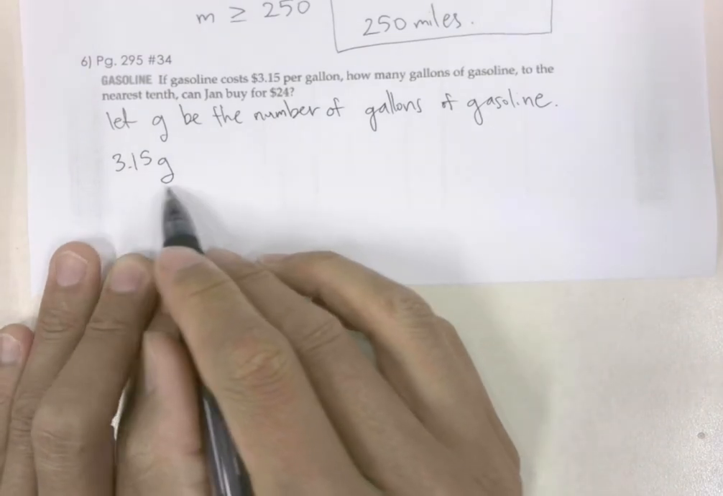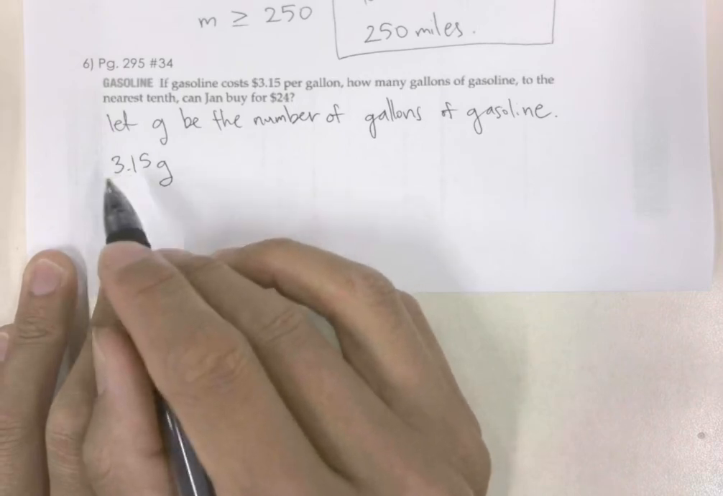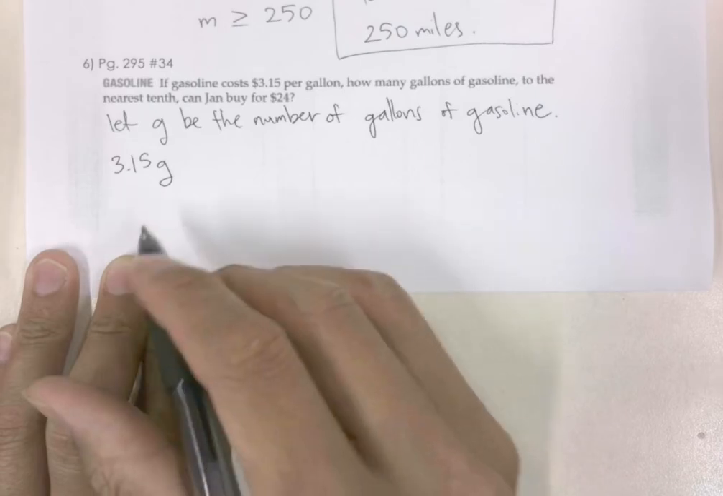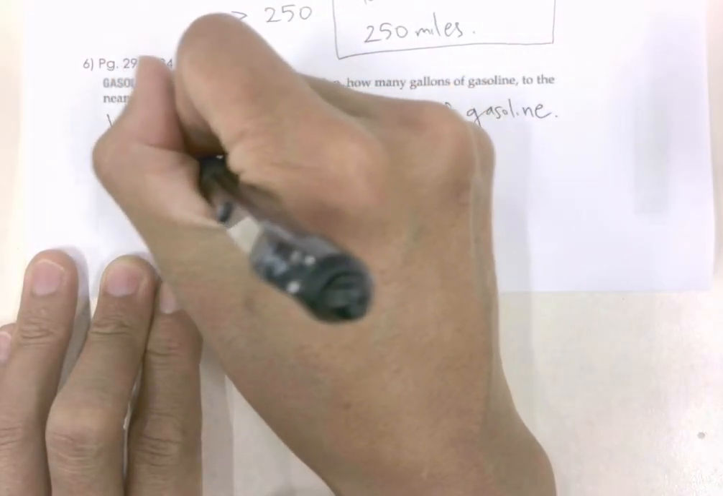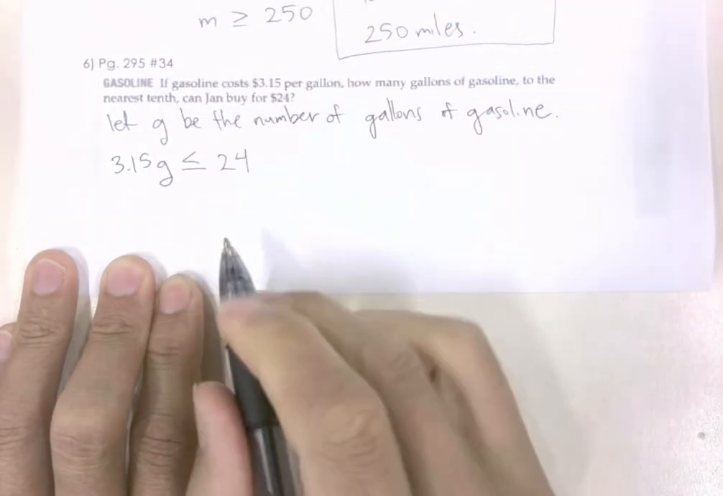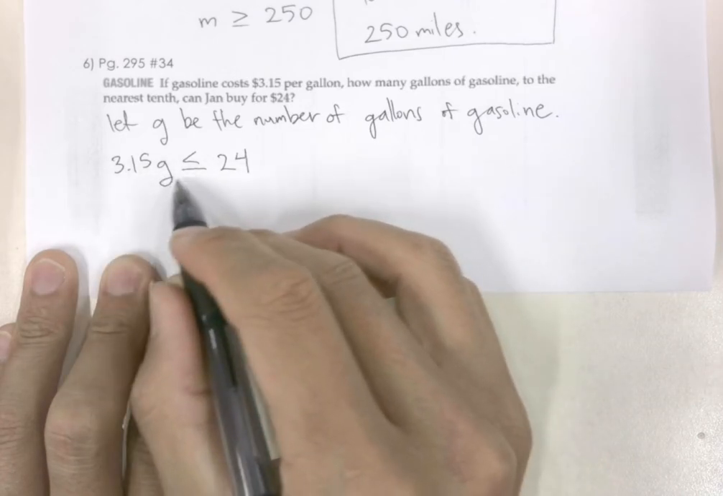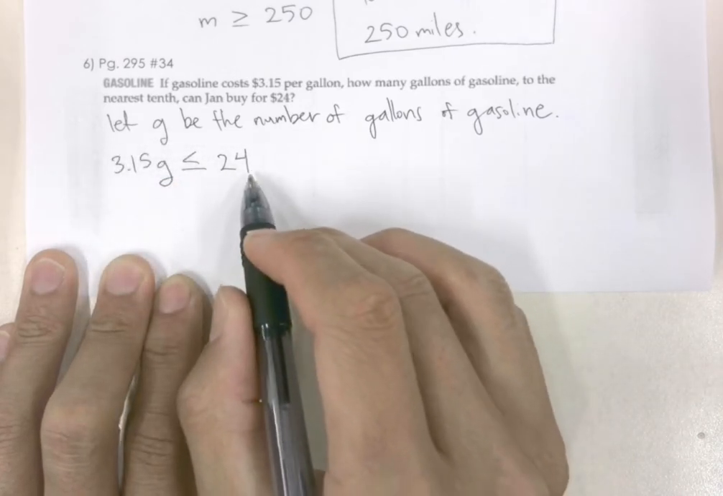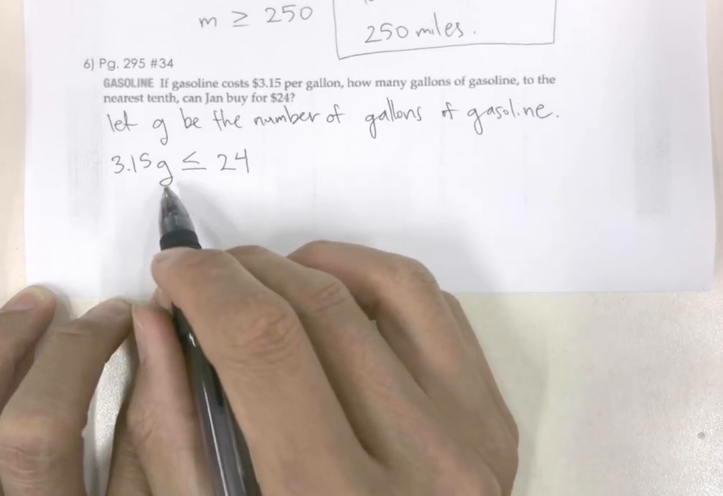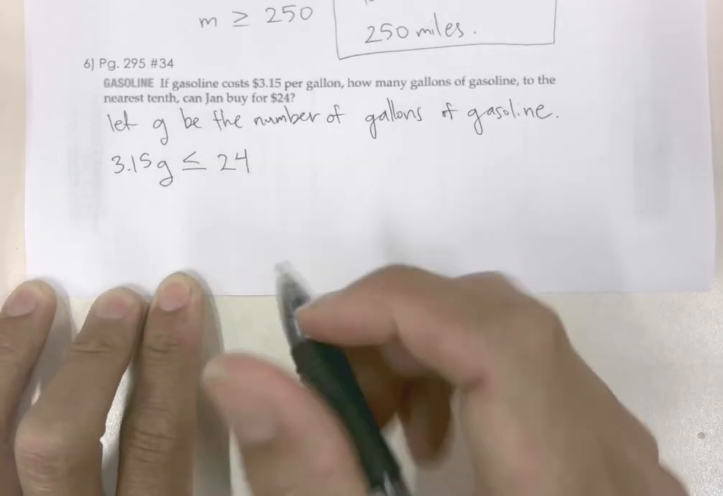This is how much Jan is going to spend on gasoline: the cost per gallon times the number of gallons she buys. And that has to be less than or equal to $24, which is all the money she has. This amount here has to be less than or equal to $24. Now, if we solve the inequality, we can find out the maximum number of gallons Jan can buy.